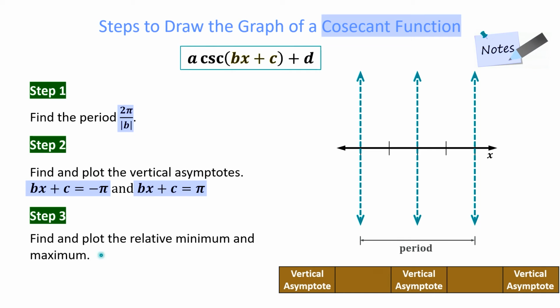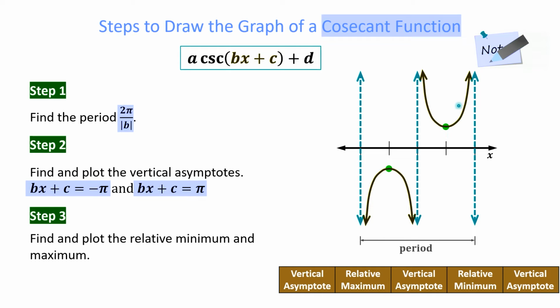Now, step 3 is to find and plot the relative minimum and maximum. So we start off with the relative maximum. And again, over here, we'd have the relative minimum. So as this is the relative maximum, the graph of the cosecant function will curve downwards, having gone through this relative maximum. And over here, the graph will curve upwards, having gone through this relative minimum. And that'll complete one cycle of the cosecant function. Then all we need to do is draw another cycle over here on the right hand side and draw another cycle on the left hand side. And that'll complete the graph and the steps.